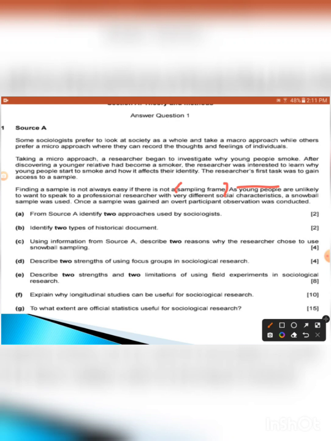Plus the characteristics of young people are different: their needs, wants, thoughts and feelings might differ from those of the researcher. So another thing is the snowball sample, which we are going to discuss. And then overt participant observation. You can see that participant observation has come up, and it's an interpretivist approach, a micro approach. So yes, it's talking about qualitative research methods.